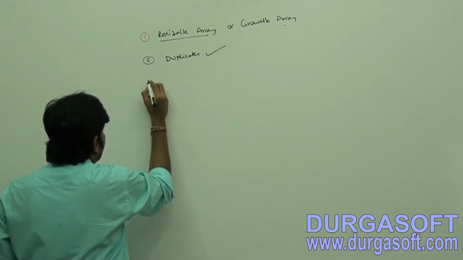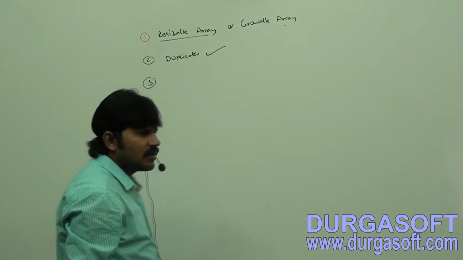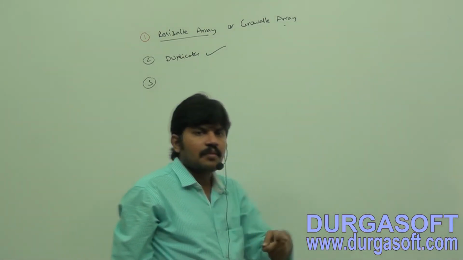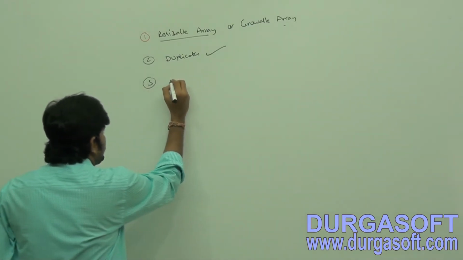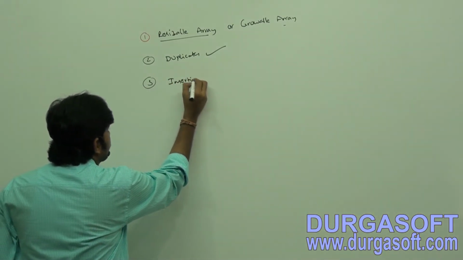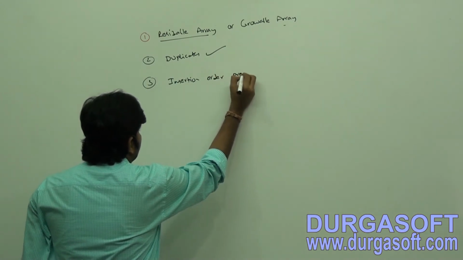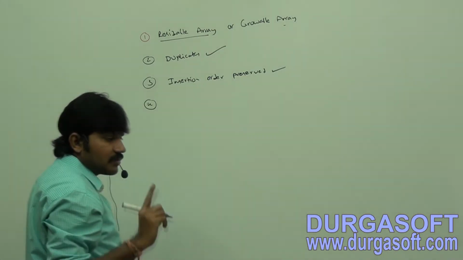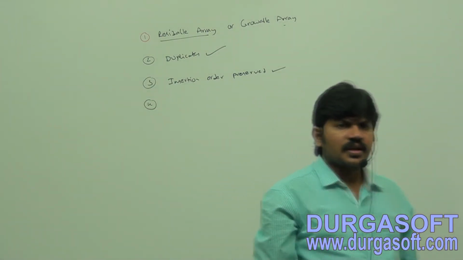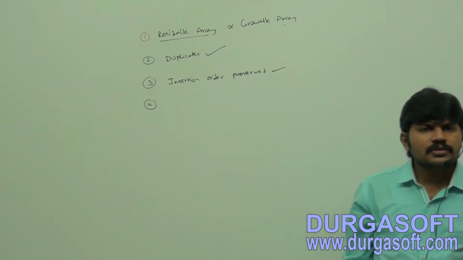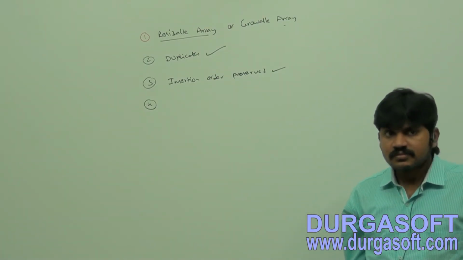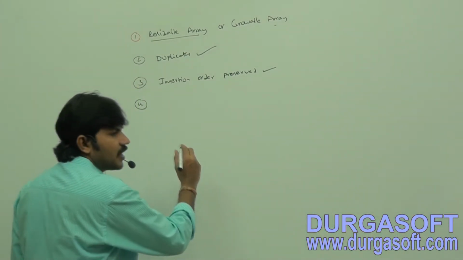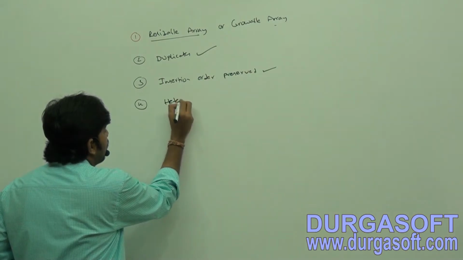Duplicates are allowed. Insertion order preserved or not preserved? Preserved. In whichever order we added, in the same order only the objects will be preserved. That is insertion order. Fourth one, listen a bit carefully. Can array list hold heterogeneous objects or not? Yes, array list can hold heterogeneous objects.